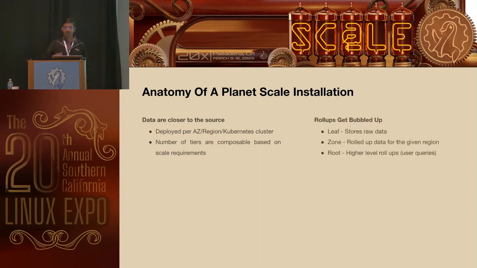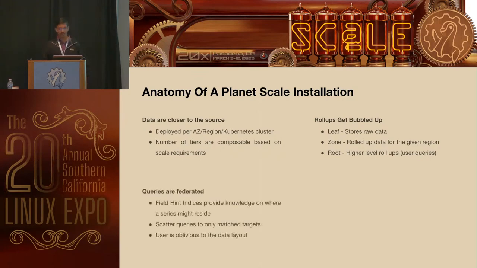So rollups get bubbled up. The leaf is where the raw cardinality sits. Everything rolled up to a certain degree sits at a zone, and an even higher level of rollups sits at what is the root. So leaf, zone, and root are nomenclature that you can read about in the Monarch paper.